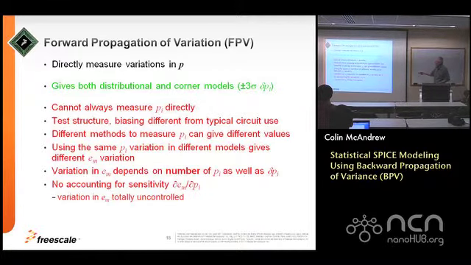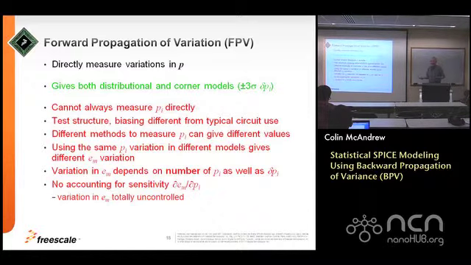This is a good thing because you do get the distributional models for it, and you can get corner models, which, as I'll show later, are typically defined as plus or minus 3 sigma in those parameters, which is the wrong way to do it. But there are a whole lot of issues with that.